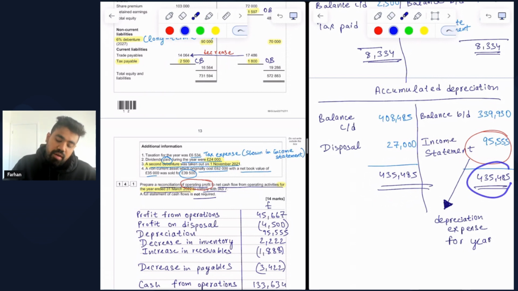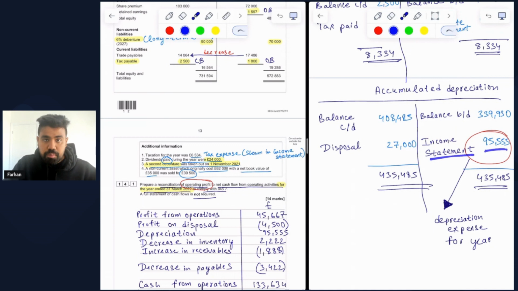From this £435,485, we have subtracted the opening balance of £339,930, and the amount that we got is £95,555. And you can see that I've mentioned that this amount is what needs to go in the income statement.